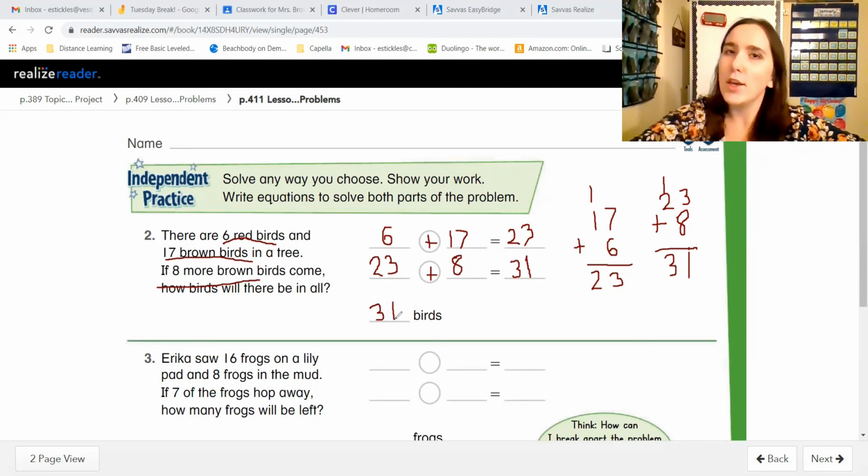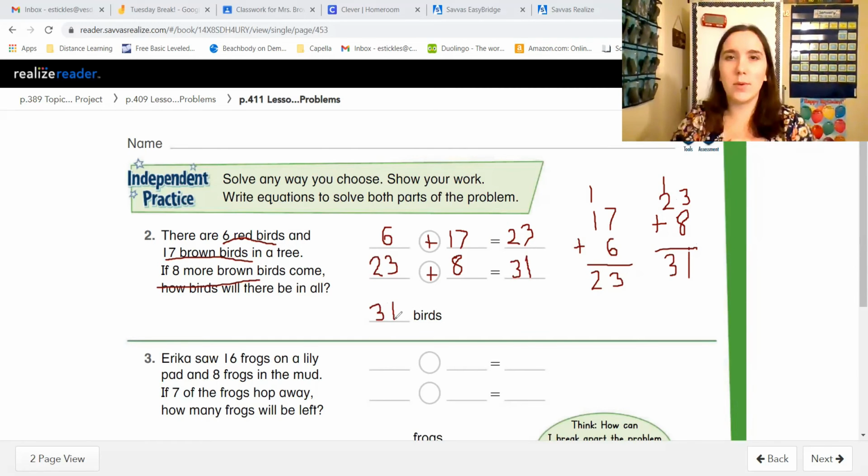Not too hard, you guys. You just have to slow down, write out your equations, and take it one step at a time. Let's take a peek at number 3. Oh, it's my name, ladies and gents. Oh, and they spelled it correctly. I feel so special. Let's see what I did in number 3.